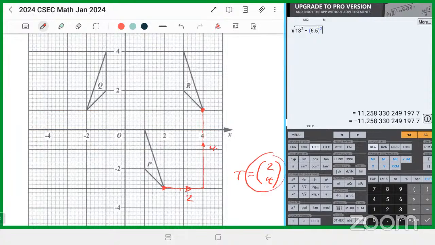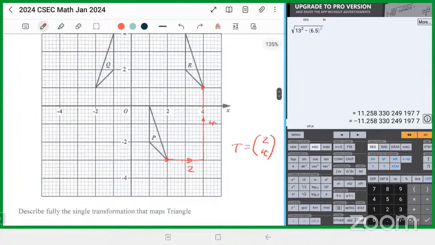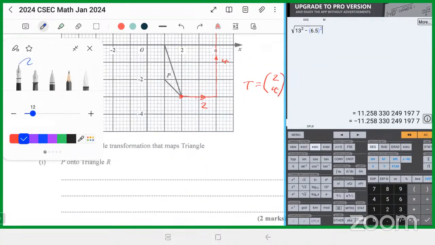That's the translation matrix. All right, but they want us to describe it. So to describe it, we give the name and the components. That's how many units to the right and how many units upwards it went. So it went to the right and up. Because it went to the right, this is positive. Because it went upwards, this is also positive. All right. So let's write that. It's a translation 2 units to the right, 4 units upwards, given by that matrix.